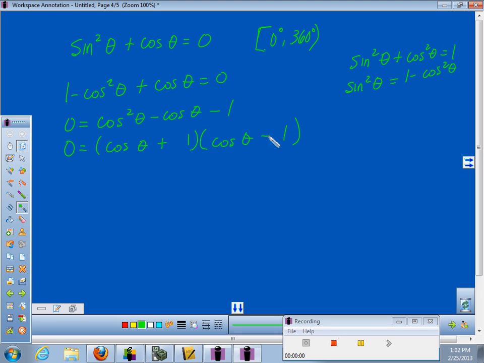It's not factorable, so what do we do? Quadratic formula. Yes! It's the quadratic formula.